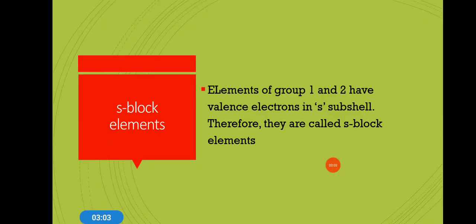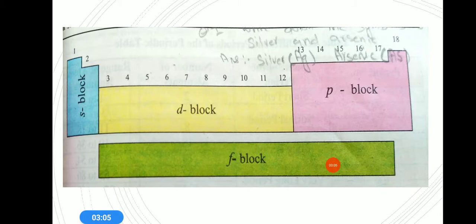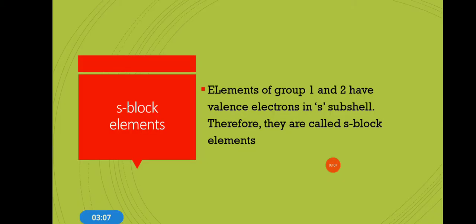Next we will discuss these blocks one by one, S, P, D and F. So S block elements are those elements of group 1 and 2 which have valence electron in the S subshell. Therefore they are called S block elements.